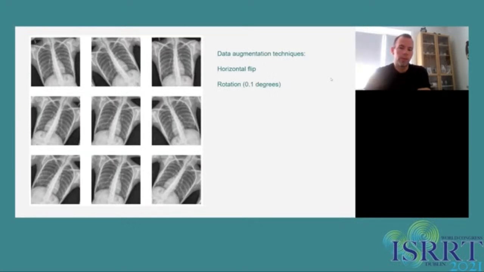Before training the neural networks, we also used some data augmentation techniques. We did something called the horizontal flip, where we flipped each image horizontally, and then we also rotated each image 0.1 degrees. Then we increased the dataset size.